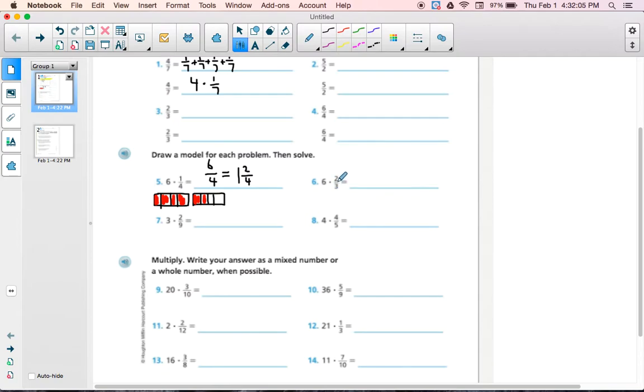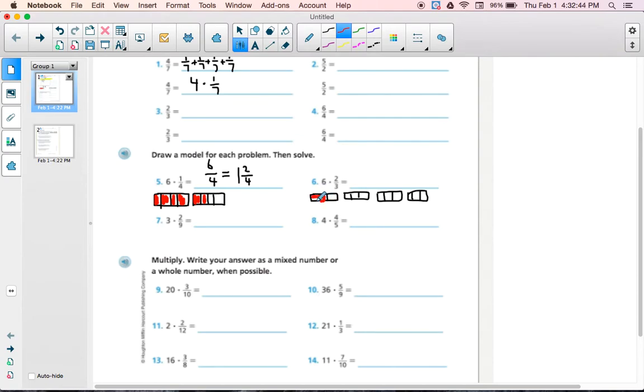Actually, let me work on this one for a second. So look at the denominator. It tells me, hey, divide this thing up into 3 equal parts. And you're going to have 6 2/3. Okay? So two-thirds is going to look something like this. Okay?